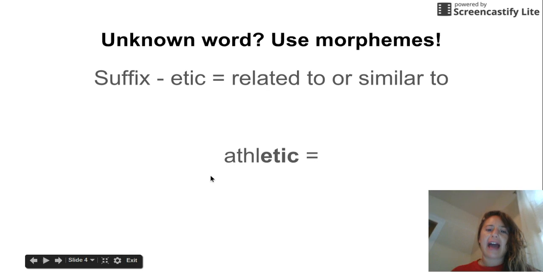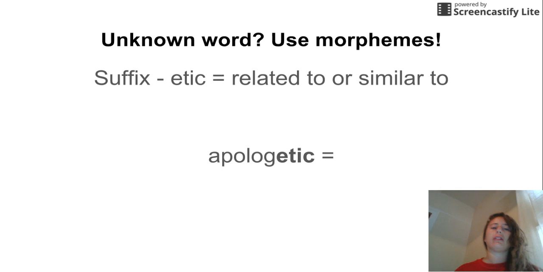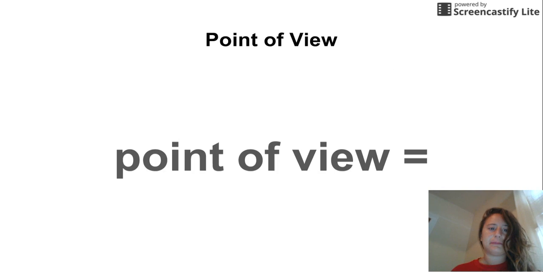What about athletic? I bet you see the suffix all the time and don't even realize it. Athletic. And then apologetic. What could apologetic mean? Right. If someone is apologetic, you probably see them apologizing a lot.